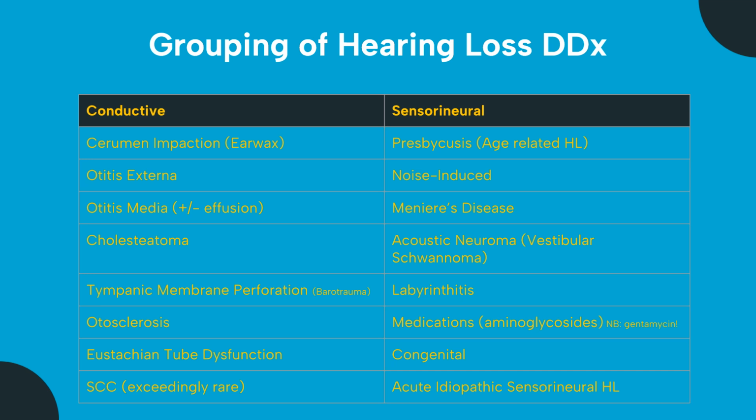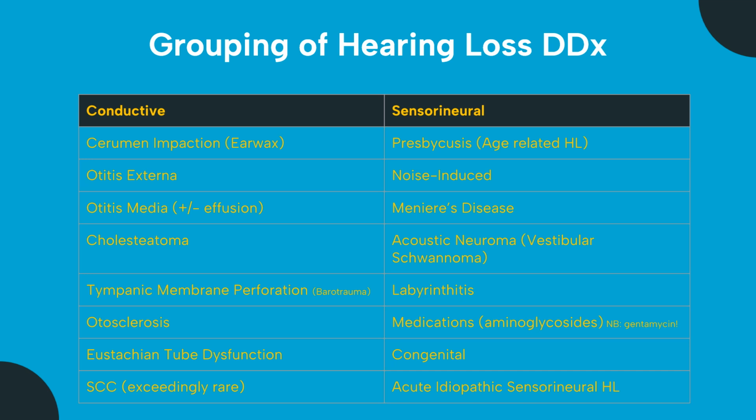Vestibular schwannoma is an R2 condition, so you should have a bit of an understanding about it. Labyrinthitis, good to know. We'll discuss that later. And medications are a really important one to consider as well, particularly when you're treating an ear infection with antibiotics. It's important to understand potential risks there.